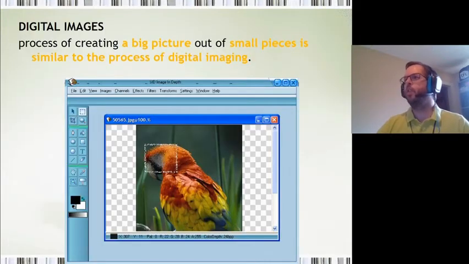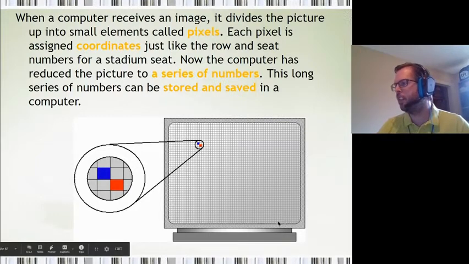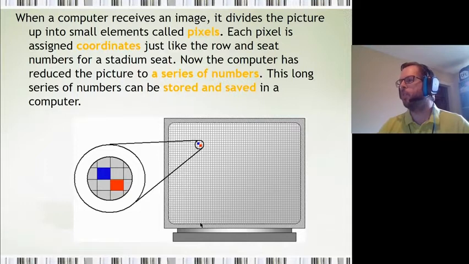Okay, so what digital images do is they put all this information together. So when a computer receives an image, it divides the picture up into small elements called pixels. Each pixel is assigned coordinates, just like the row and seat numbers of the stadium. And now the computer has reduced the picture to a series of numbers. Okay, so that's these X and Y, and so they each have a number for that particular pixel. And this allows us to pull up that particular pixel.